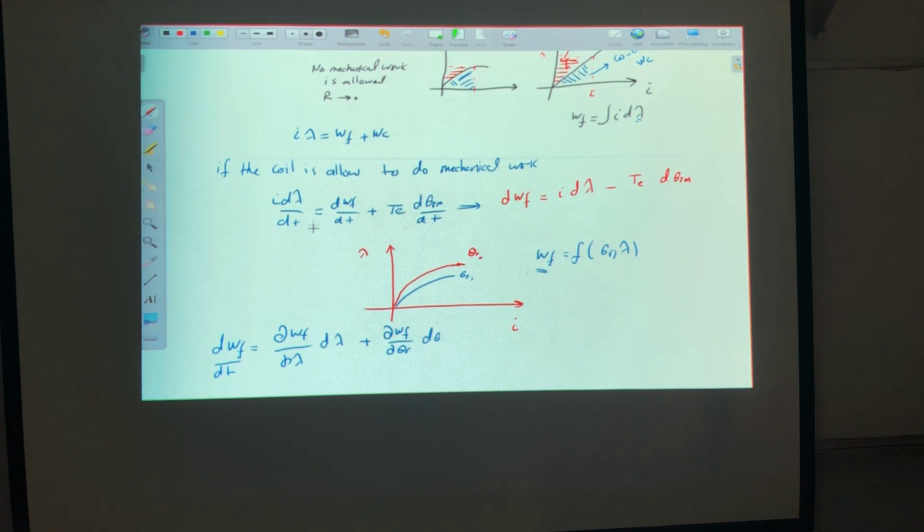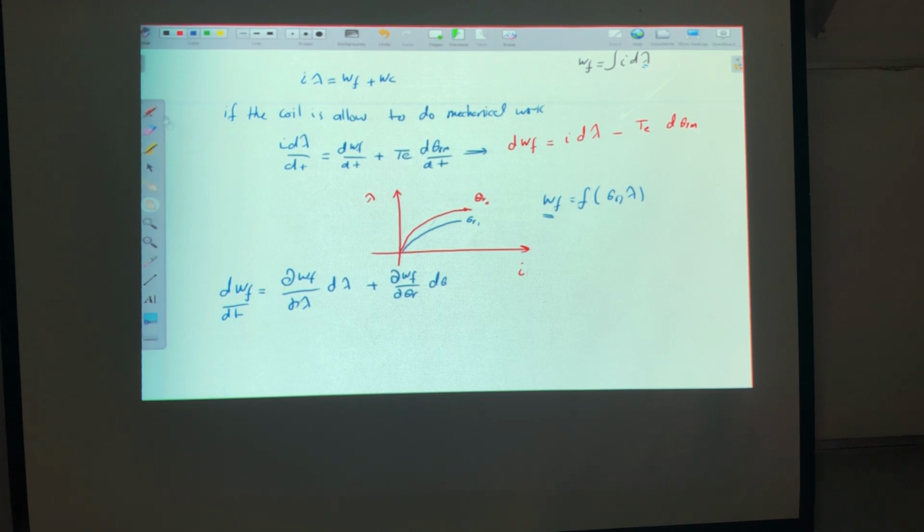Now, you know that if I need to do the partial derivative, I will fix the other value. So for the first one, theta r is constant; I assume theta r is constant and I differentiate. And for this one, lambda is constant. Correct? Okay. Now, do you see this one? And do you see this one?